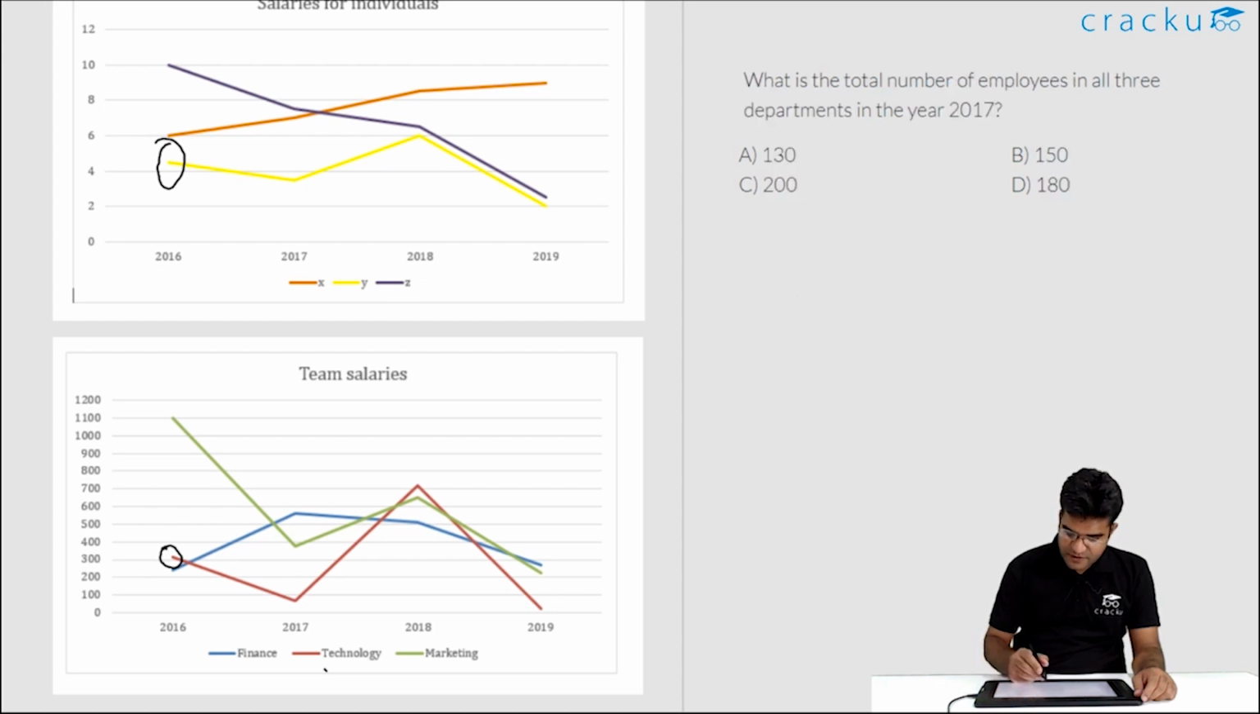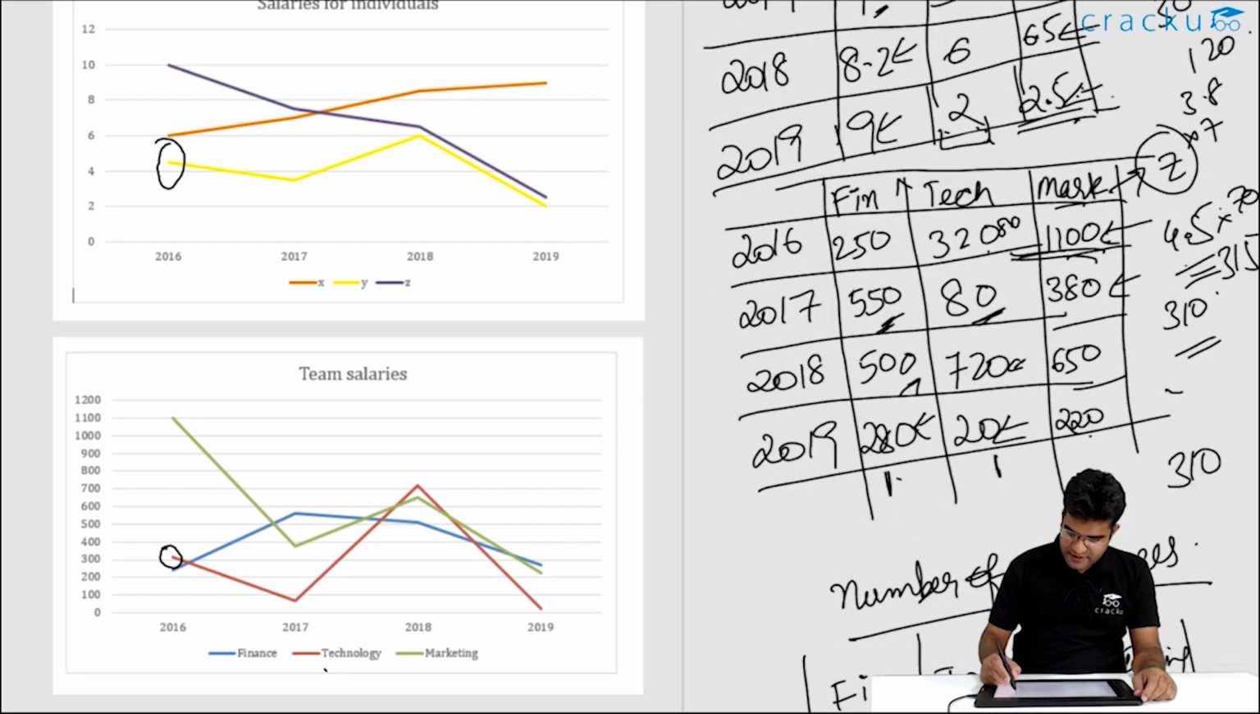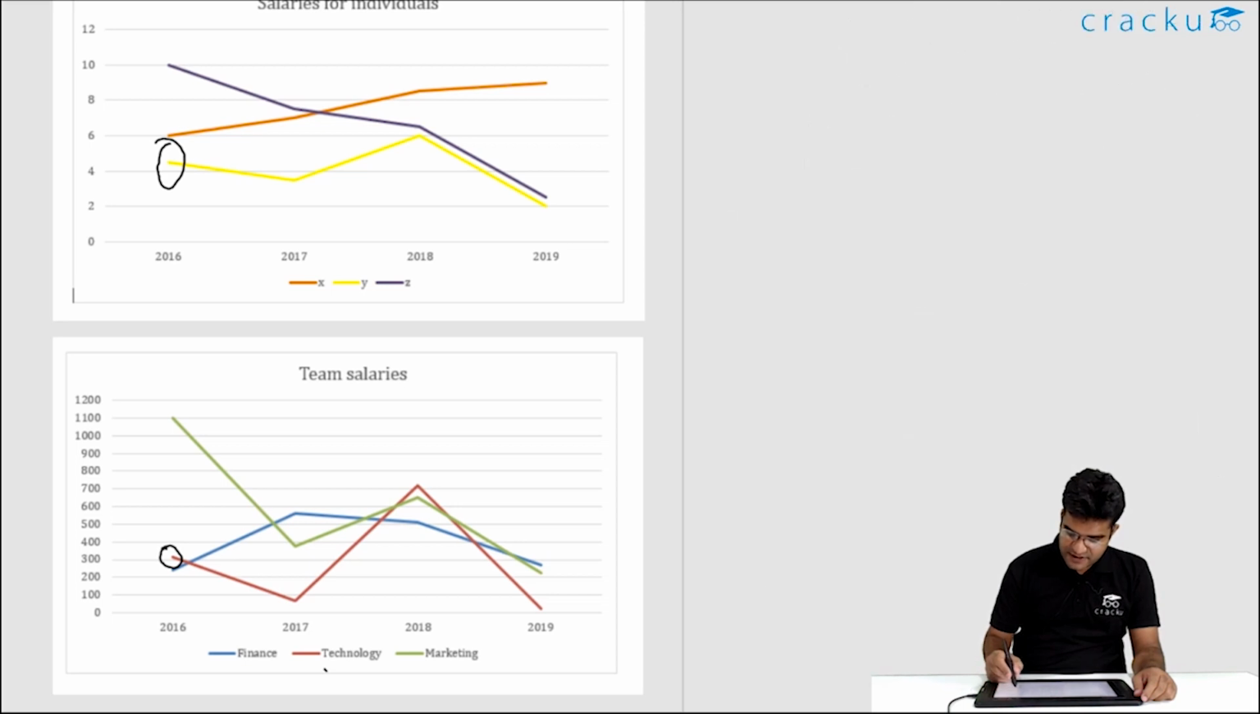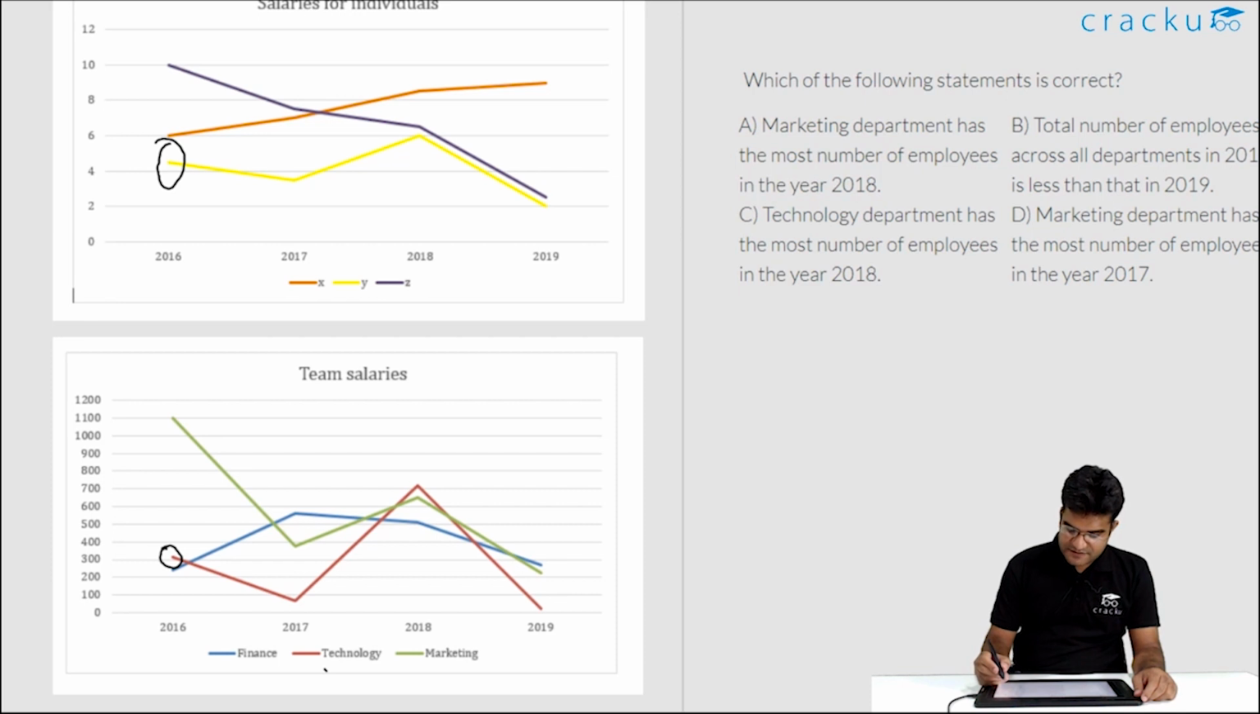Now the third one is, what is the total number of employees in all three departments in the year 2017? Now if you look at 2017, the total will be 80 plus 20 is 100, 100 plus 50 is 150. So the answer will be 150. Now let us look at the last one. There are 4 statements given and we have to find out which of the 4 statements is correct.